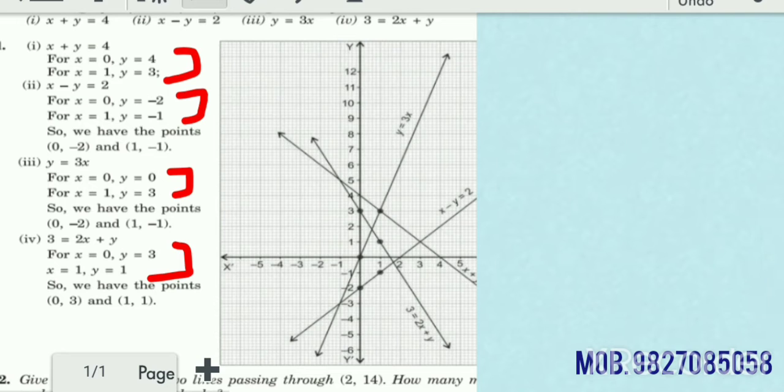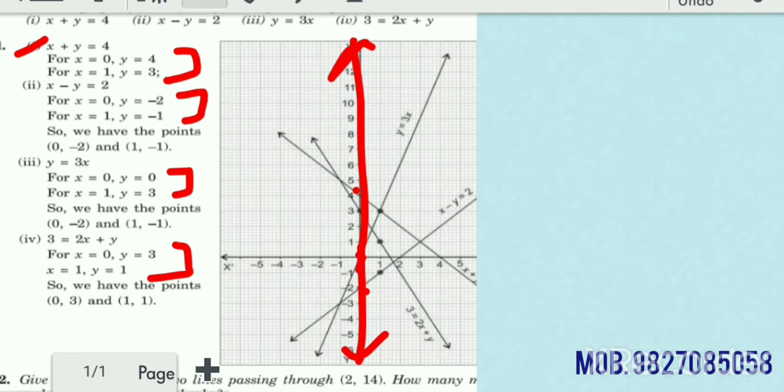Okay, now put the given points on the graph. For the first, x is equal to 0 and y is equal to 4, so this is 0 and y is equal to plus 4, so this is here. Okay, so we get this line. Now for the second, x is equal to 0 and y is equal to minus 2, so x is 0 again and y is minus 2 here, so we get this line.